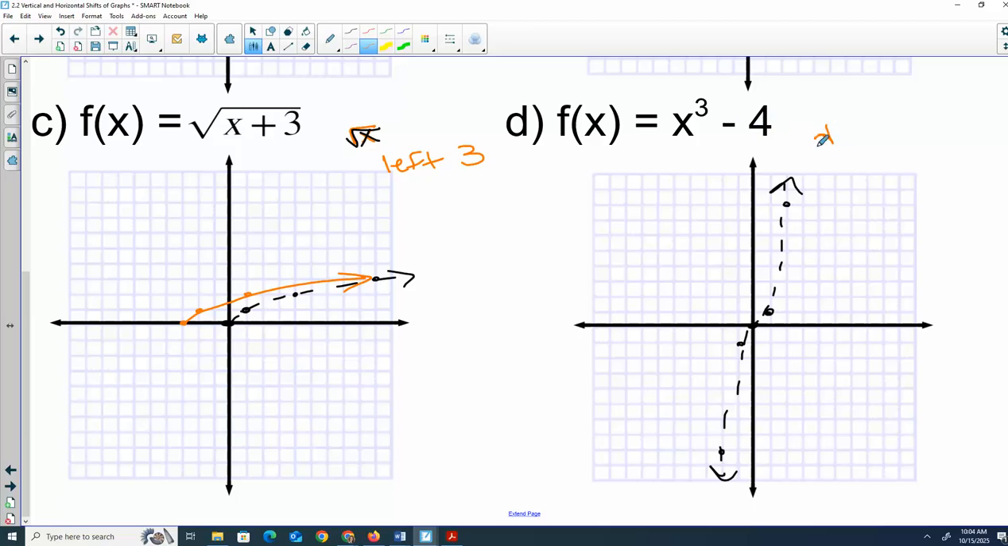So it will go, if it were in parentheses with the cube on the inside, then it would go right, since it's just tacked on the end. We're going down 4. So it should look like that. All right, questions on those? Couple more.